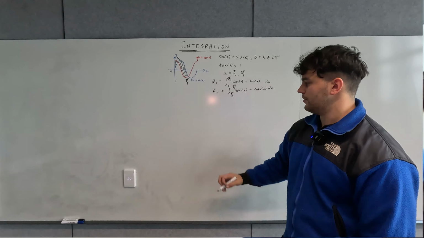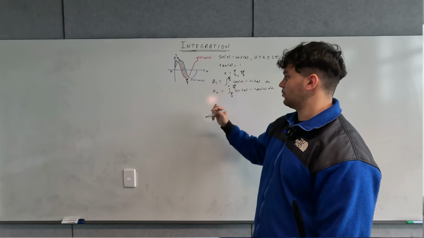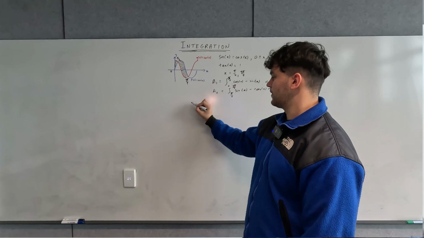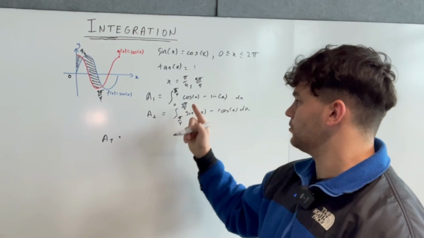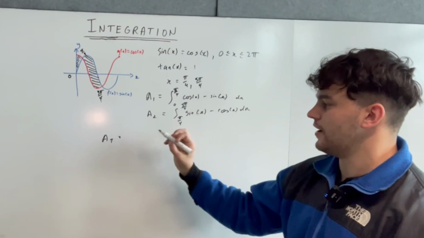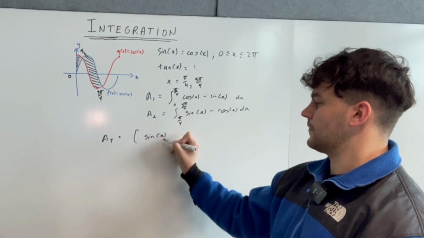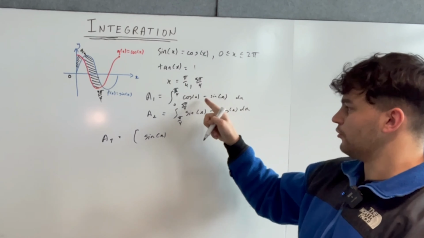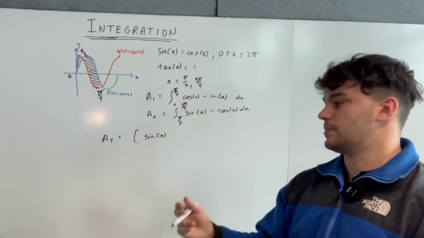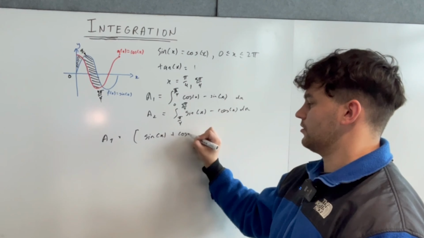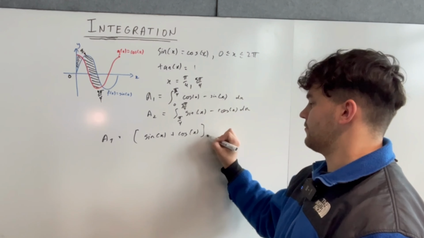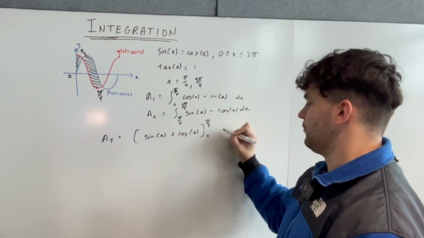Now we can evaluate all these, so we can just say the total area is going to be equal to A1 plus A2. So A total is going to equal the integral of cos minus sine. The integral of cos is sine. The integral of sine is negative cos, so we're minusing negative cos, which becomes a positive cos. It's going to be plus cos of x, and that's from 0 to pi on 4.